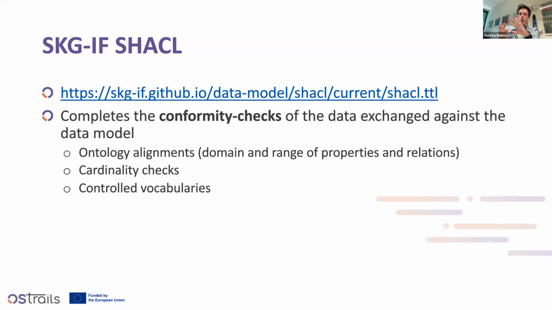The last point will actually come at a later stage, because at the moment we are limiting to the first two, but at some point we will introduce into SHACL also the controlled vocabulary checks. At the moment, whenever we have an enumeration, for example, the controlled vocabularies are documented in the documentation. So on documentation pages, you see that, but there's no systematic check on SHACL that reflects this kind of constraint.